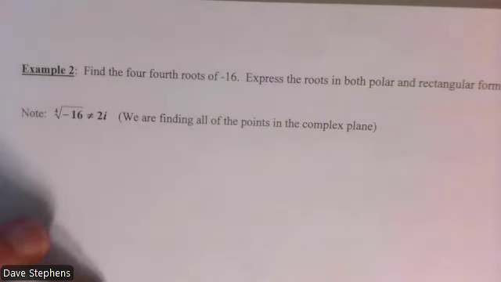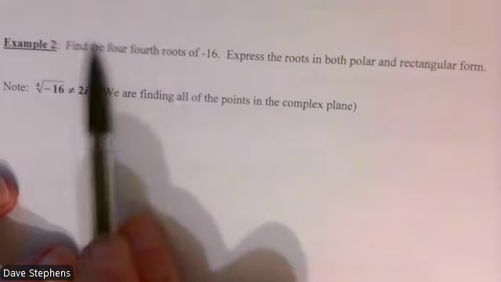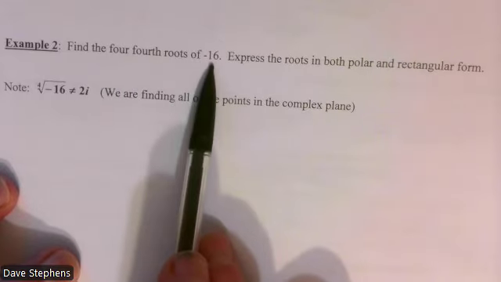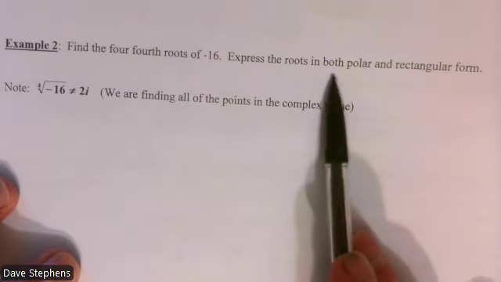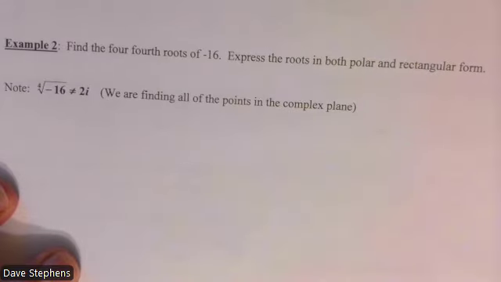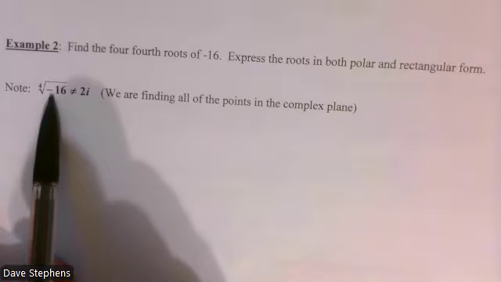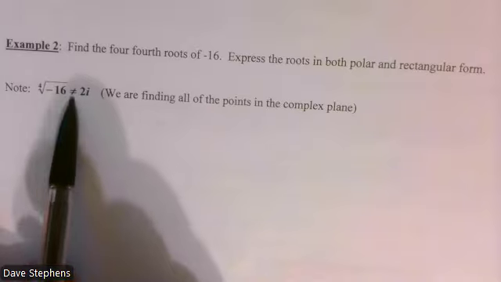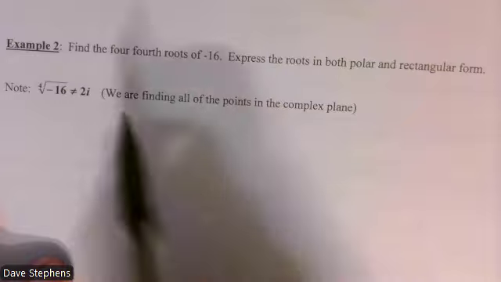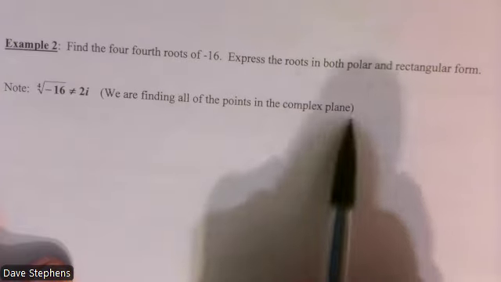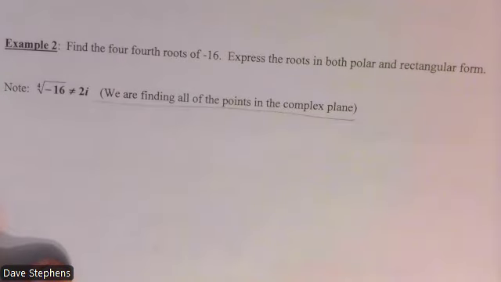All right. One more here. Find the 4th roots of negative 16. Express the roots in both polar and rectangular form. Note the 4th root of negative 16 does not equal 2i. So it really wants us to find all the points in the complex plane. That's really what we're trying to go after here.